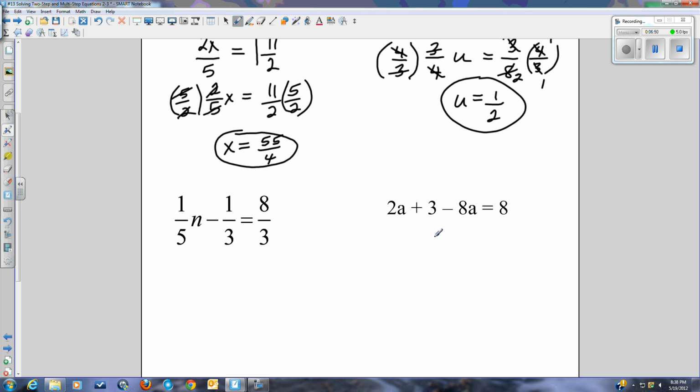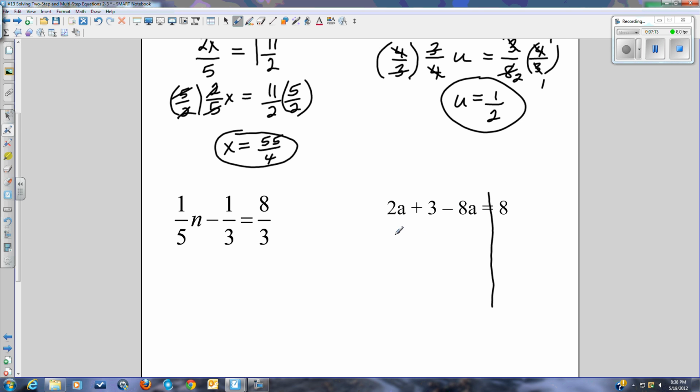Next one, we have 2a plus 3 minus 8a equals 8. Now, this one's a little bit different. I'm going to draw a line down through the equal sign. Notice we have like terms that we can combine. Always, always combine like terms if they're on the same side in the equation before you start solving it. So let's do that.